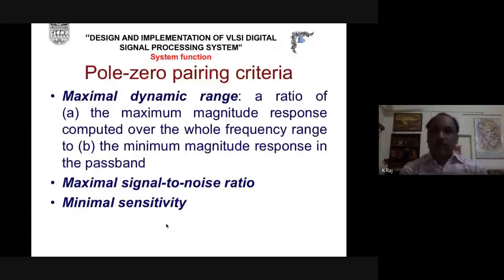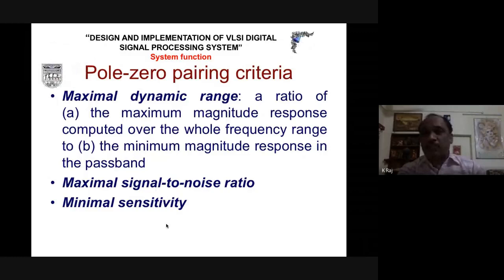And what are the different criteria in order to achieve the maximal dynamic range, or the maximum signal to noise ratio, or for the minimal sensitivity? Maximal dynamic range is the ratio of the maximum magnitude response over the whole range of the frequency to the minimum magnitude response in the pass band. This is named as the maximal dynamic range.